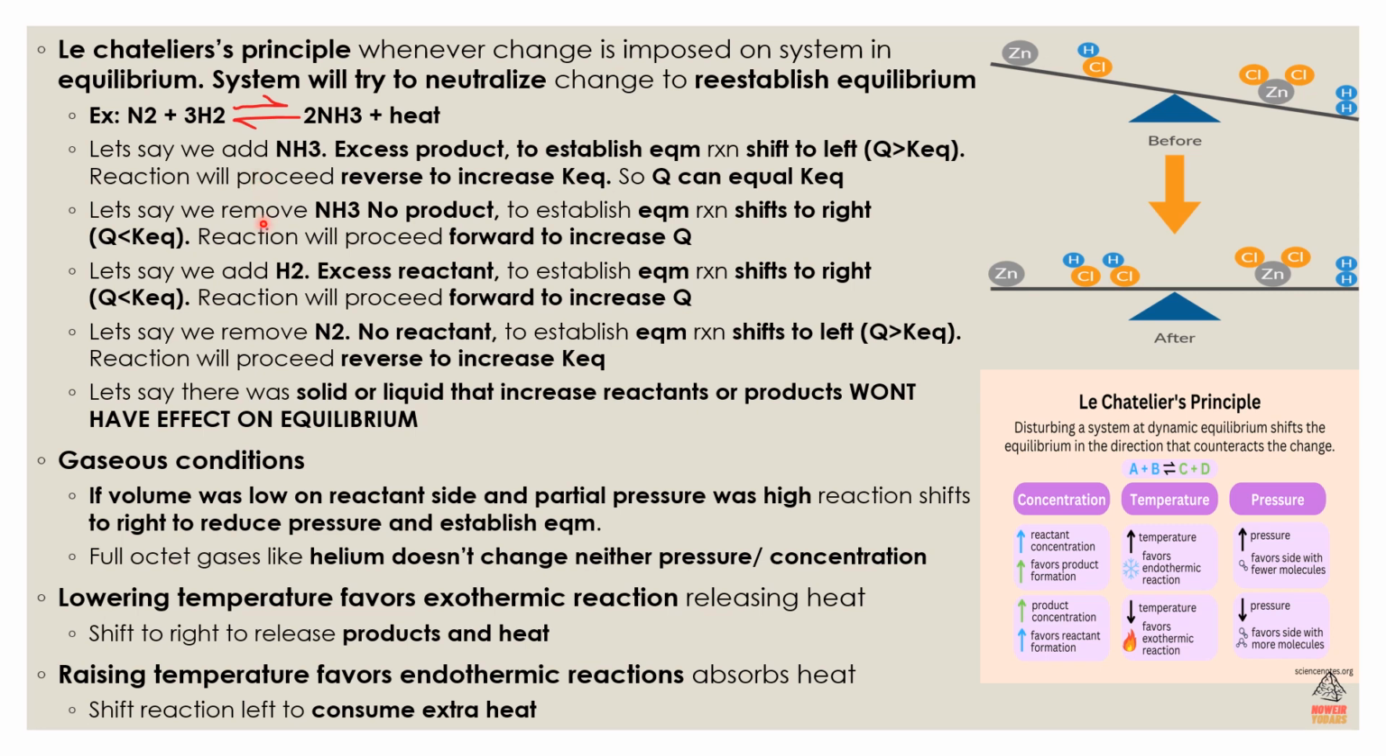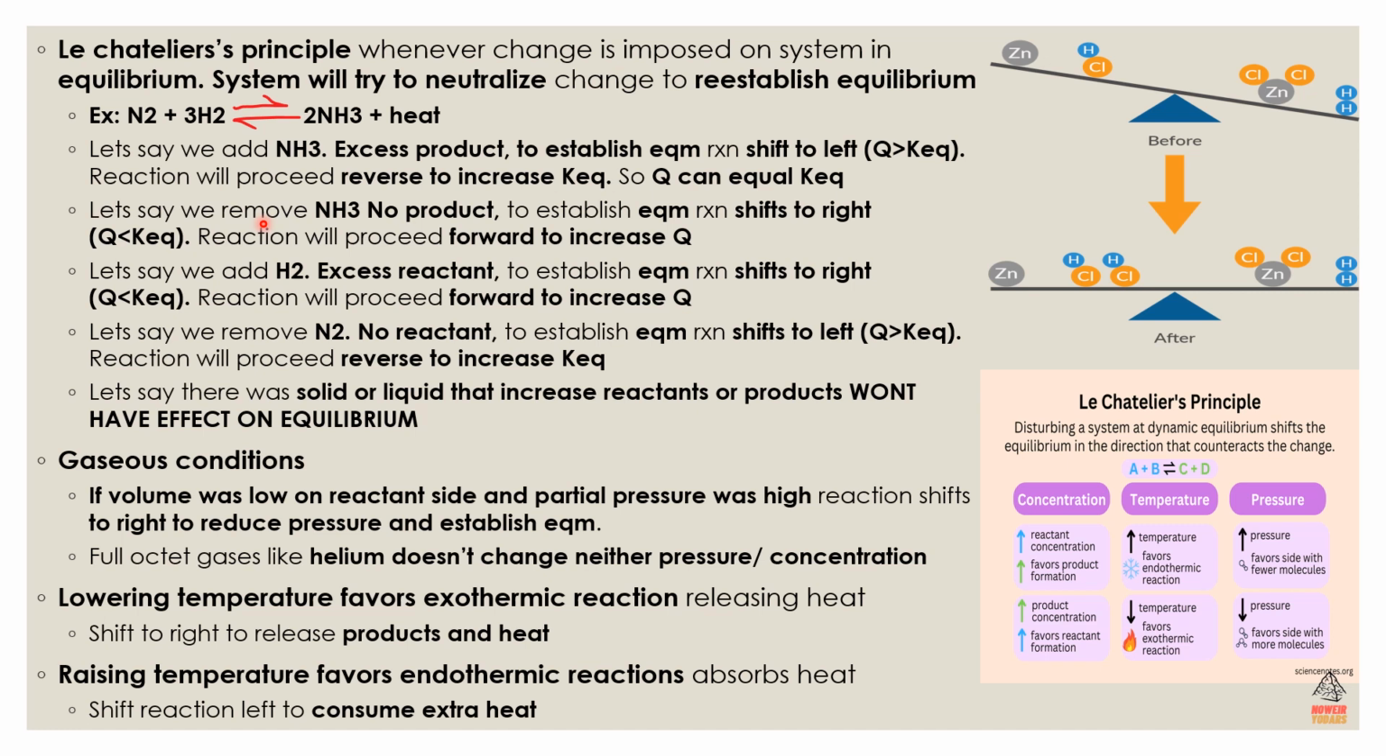Okay, so let's say we add more of the product. Alright, so that's excess product. But in order to establish equilibrium, the reaction needs to shift to the left. It needs to shift towards the reactants. So that's where Q is too high compared to KEQ, and the reaction will proceed in reverse to decrease Q, so Q can equal KEQ. So KEQ here represents that it's not at equilibrium, that there are non-equilibrium conditions.